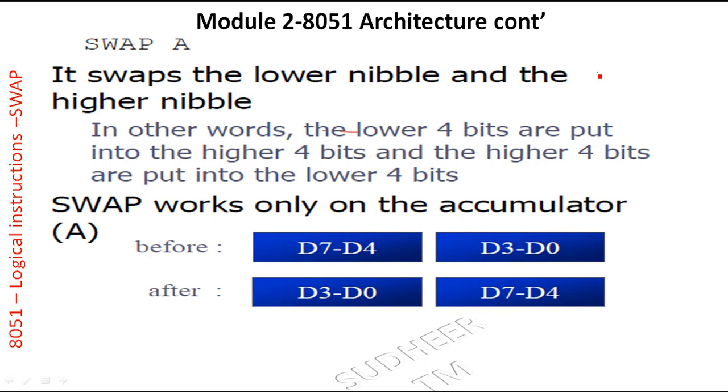For example, A is equal to 27. If you perform SWAP A, now the 7 will come to the higher order and the higher order will come to the lower order. That is what our SWAP will do, which is equivalent to the RR instruction performed 4 times. That is what the SWAP instruction does within our 8051 microcontroller.